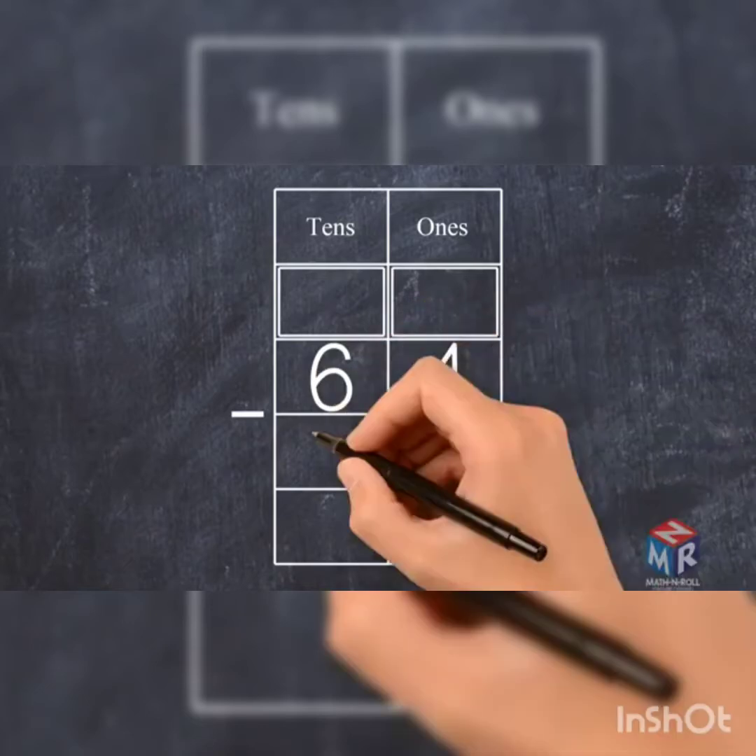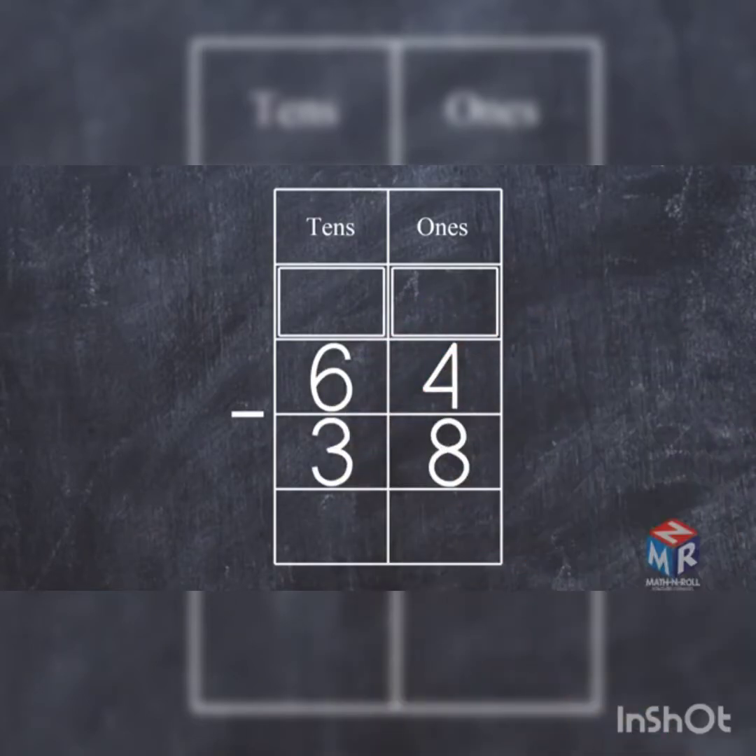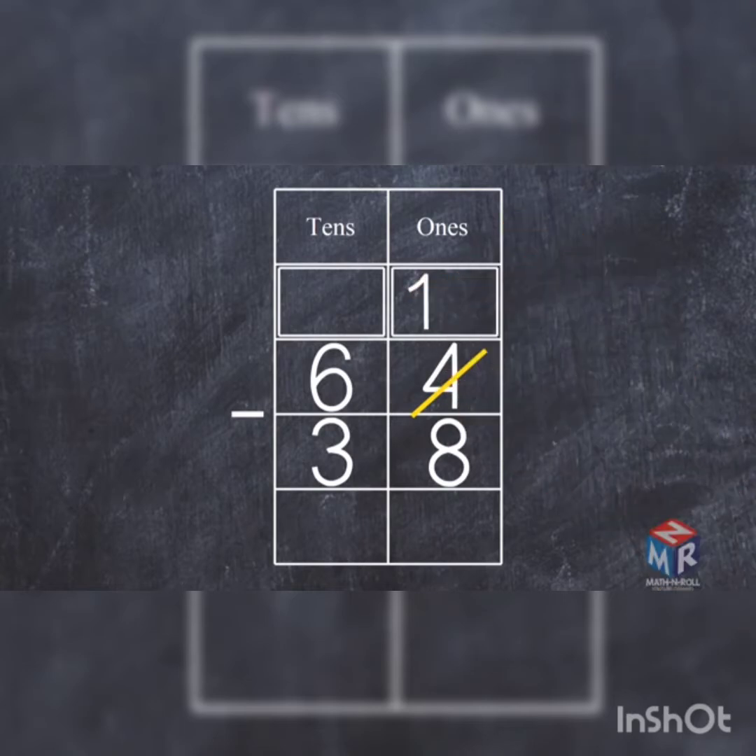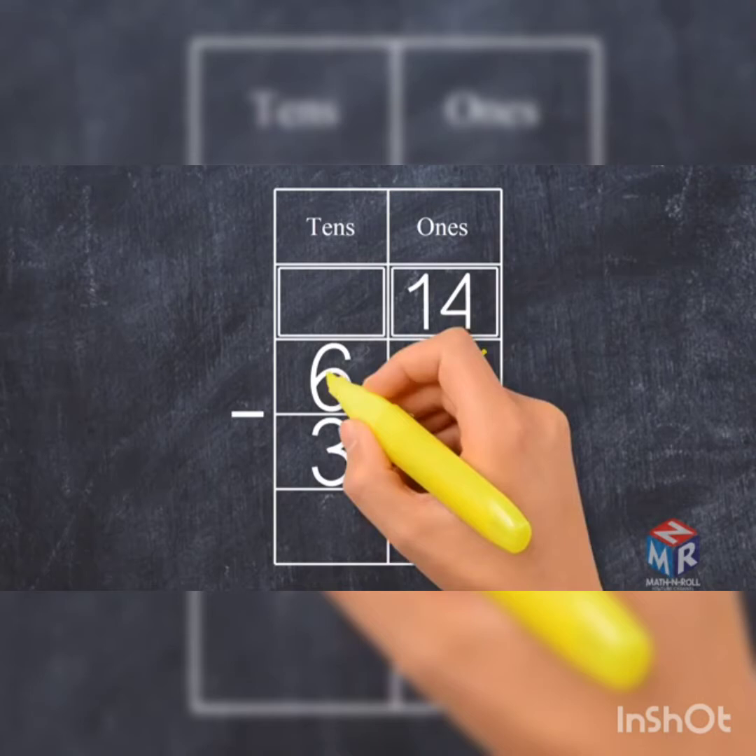Here the numbers are 64 minus 38. Okay, in the ones column the digits are 4 and 8. 8 is greater than 4. So we cannot subtract 8 from 4. So we borrow 1 ten from the tens column. So we get 14 ones. So we cross out the 4 ones and write 14 as a new ones.